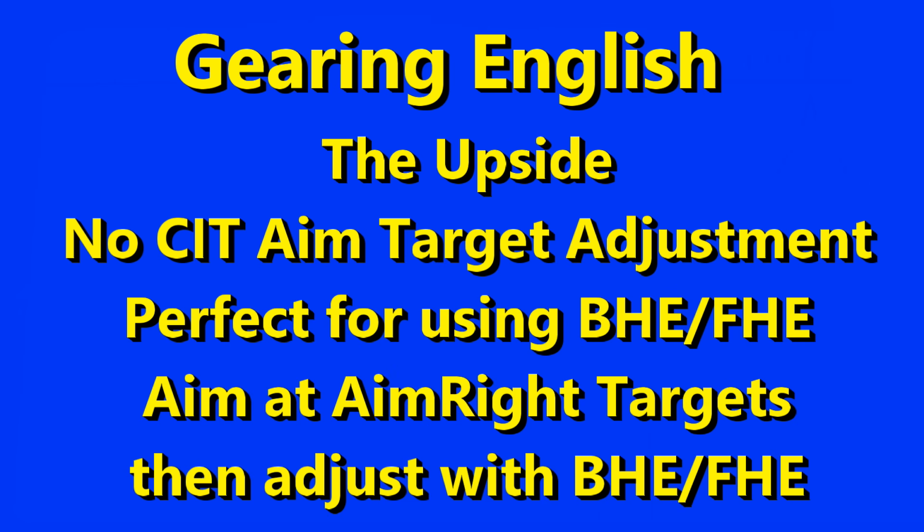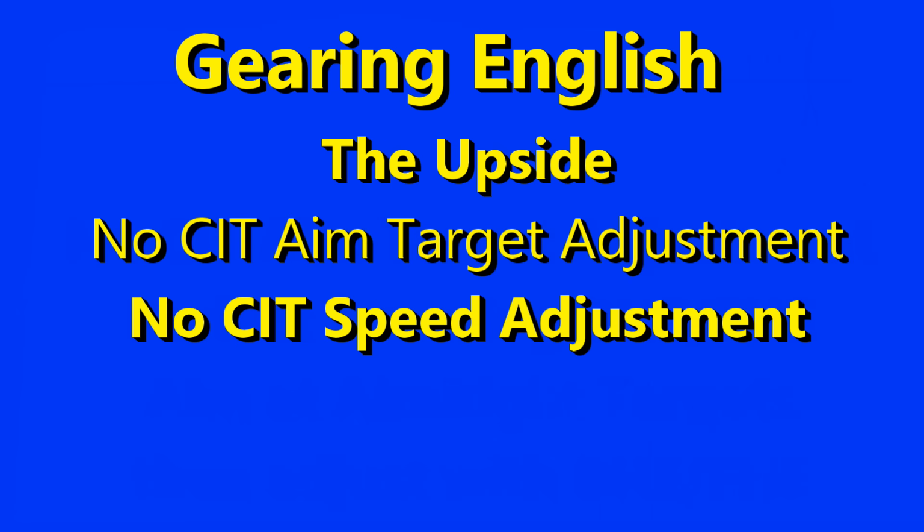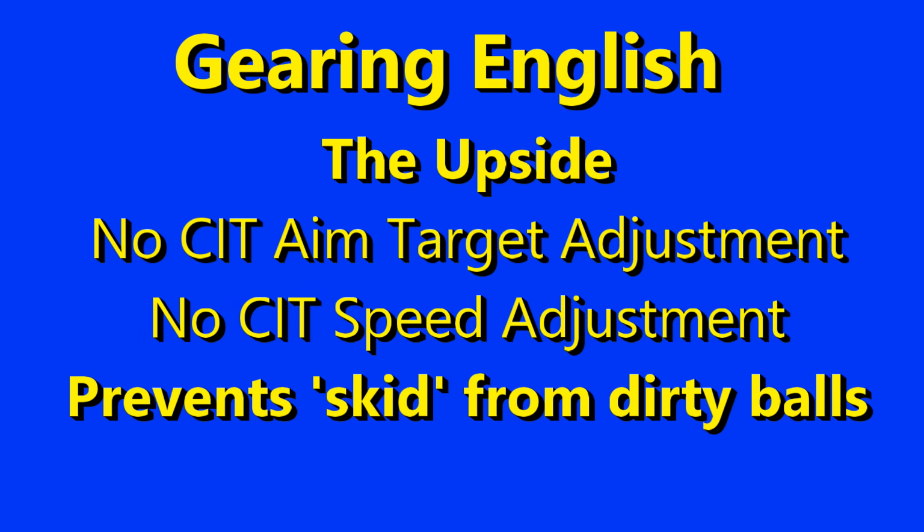So your actual shot will be at some angle, but the actual impact point will be just as shown with the aim right. And the same side spin works at any speed. Another benefit of gearing English is that it eliminates the risk of skid, that is, balls thrown excessively because of chalk on the balls at their contact point.